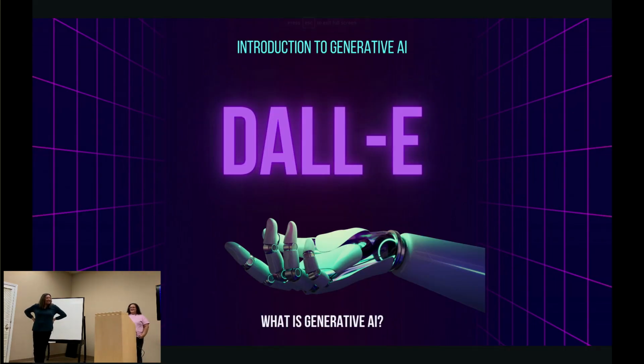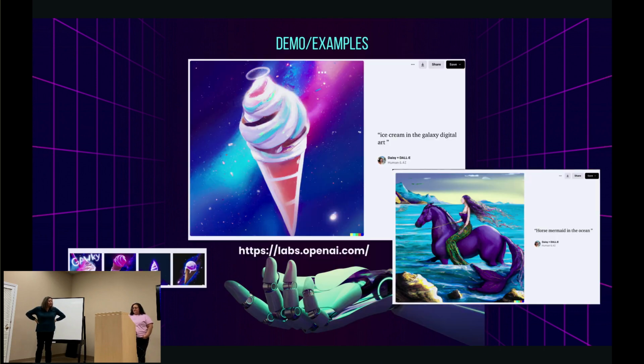So the next tool we're going to go into is called DALL-E. This one generates images based off of a description. The images it gives you, it's not searching for an image, it's creating something completely new based on what it was trained on and what you prompt it.